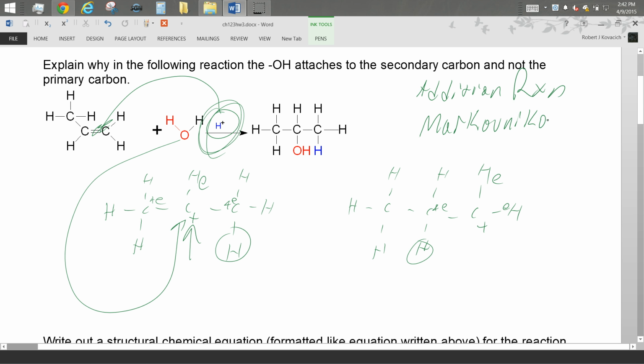It's an example of a Markovnikov because... What happened to the hydrogen? It went to the carbon with the most hydrogens. Markovnikov explained why this would be a plausible explanation, which would be that number 2 carbon is more negative, has more negativeness around it.